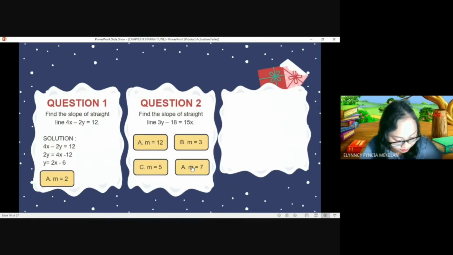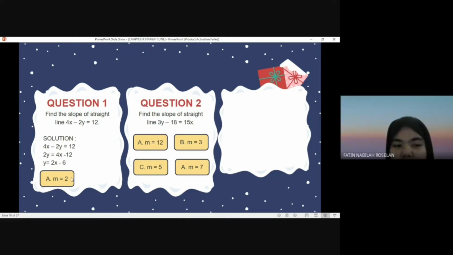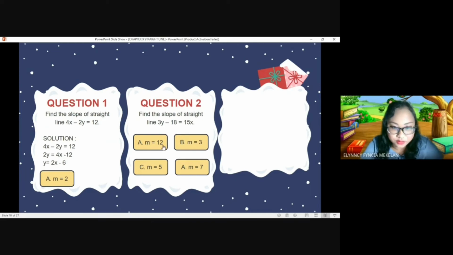Okay. So, in order to find the slope of straight line, we need to rearrange the equation in the form of y equal to mx plus c. Do you guys have any question? No, teacher. Okay, if no, let me move to question 2. Find the slope of straight line 3y minus 18 equal to 15x. For your information, the way to solve this question is the same as question 1.